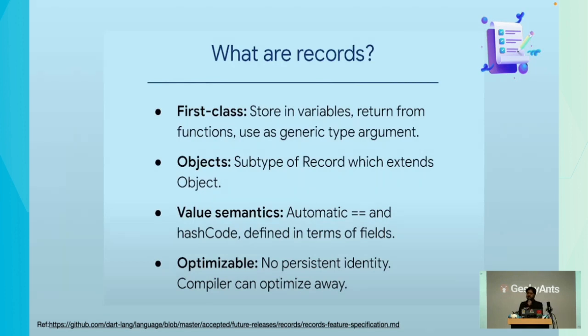The next thing, a record is a subtype of Record. So whatever record you build will be a subtype of Record, and it extends Object. Everyone knows the Object class? That is the first class in any language. It means the record is very near to the origin. Cool. Then value semantics, you know hash code and other functions that come along with the variable, so that is also available. Then optimizable, so the compiler can optimize this in multiple ways.